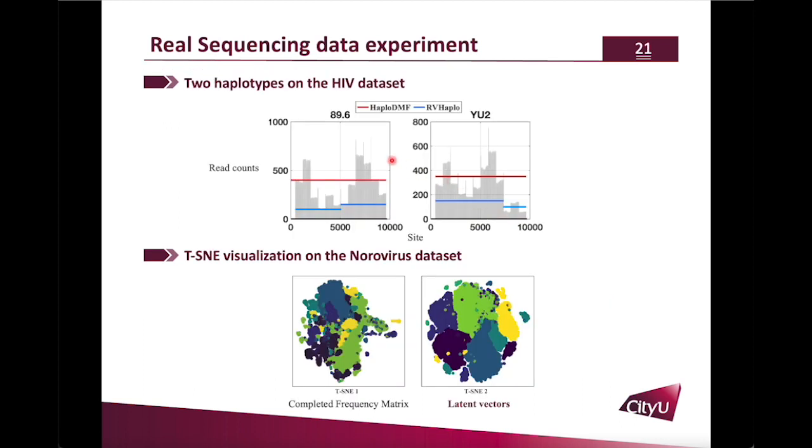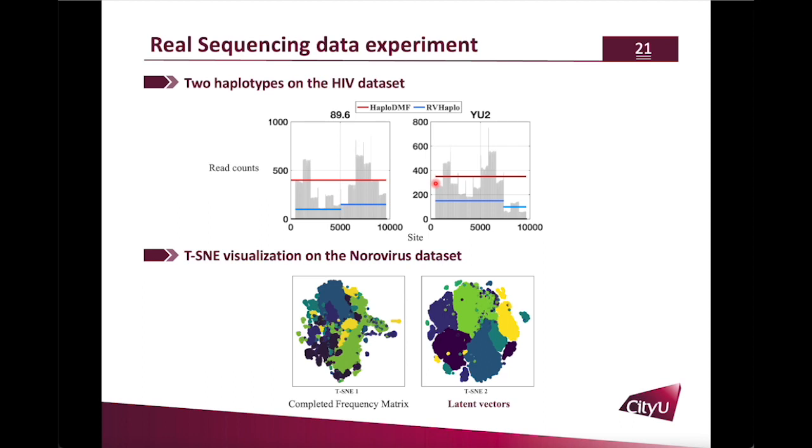Here is the read alignment depth of 2 HIV haplotypes. We can see that the depth drops off at some regions. Because of this, some tools failed to reconstruct the complete genomes for these 2 haplotypes. For example, RV-Haplo only generated short contigs. However, HaploDMF reconstructed more complete haplotypes. This is because loss 2 allows the model to cluster distant reads without enough reads as connection in the middle regions.